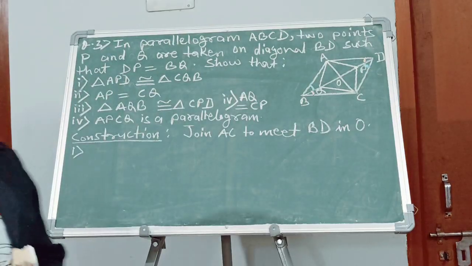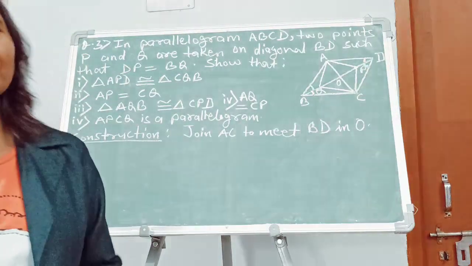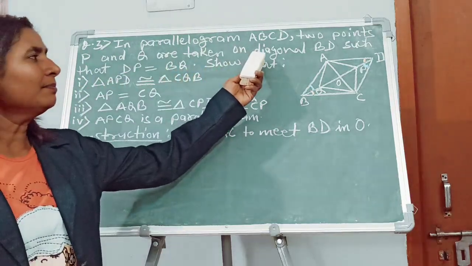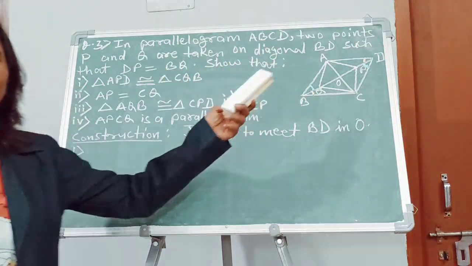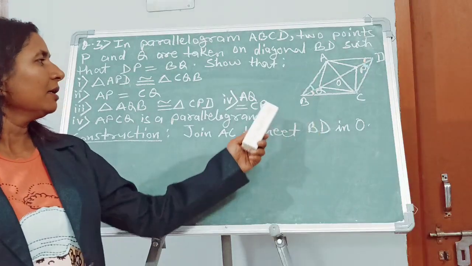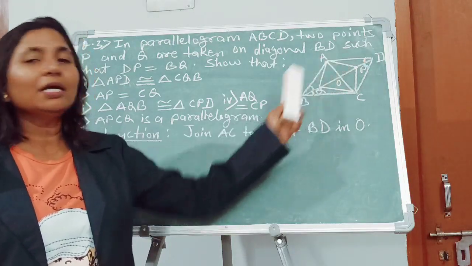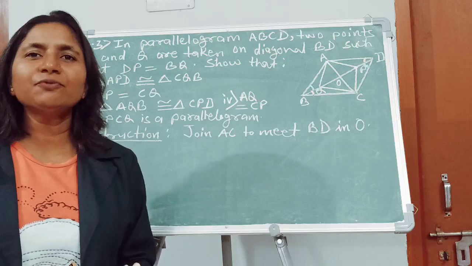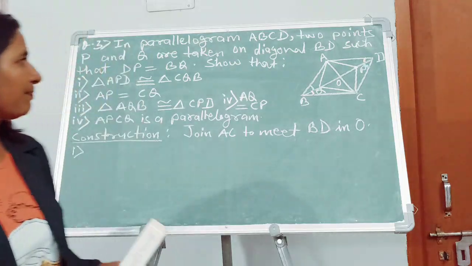So let us discuss one very important question from the chapter parallelogram. The question is, in parallelogram ABCD. Here in the diagram you can see one parallelogram. It is given: ABCD is a parallelogram.